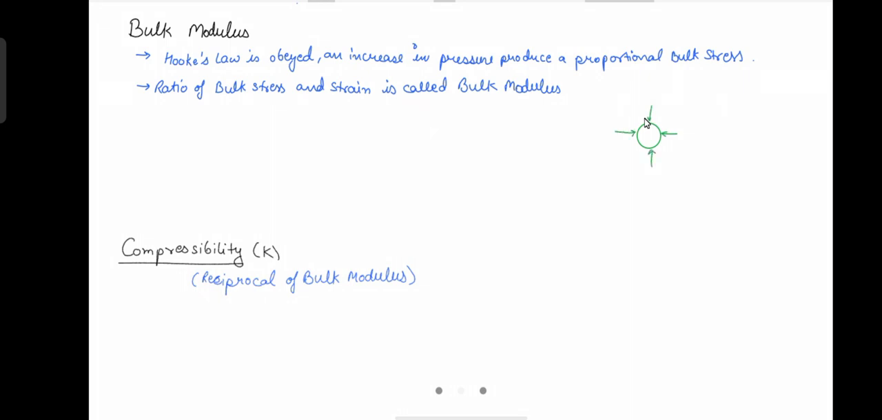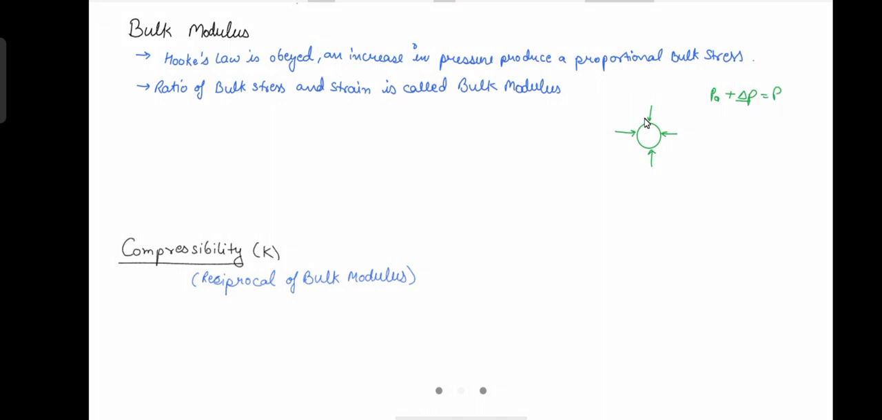Now, what will happen because of this? You can see that you are applying pressure from all the directions, right? Now, when you are increasing the pressure, let's say initially the pressure was P naught. Now you are increasing it. Let's say there is a small change of pressure, that is del P. This is the change, and the new pressure comes out to be P.